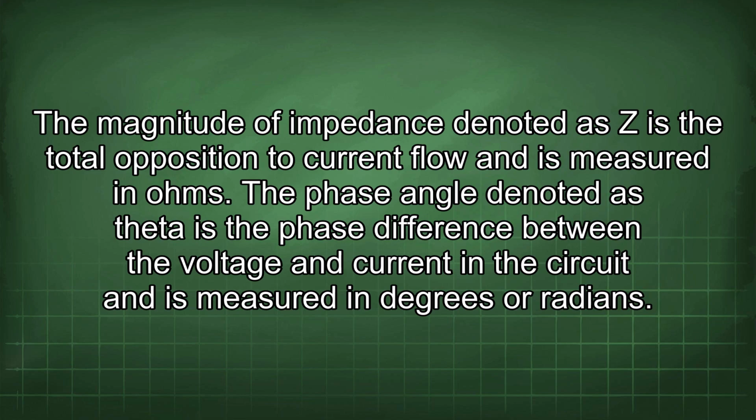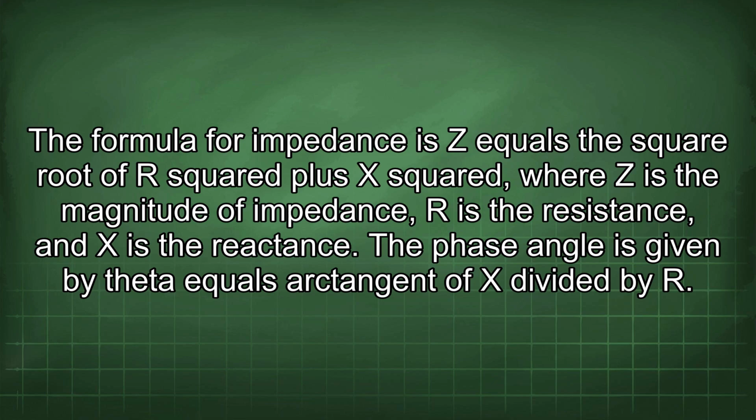The phase angle, denoted as theta, is the phase difference between the voltage and current in the circuit and is measured in degrees or radians. The formula for impedance is Z equals the square root of R squared plus X squared, where Z is the magnitude of impedance, R is the resistance, and X is the reactance. Phase angle is given by theta equals arctangent of X divided by R.